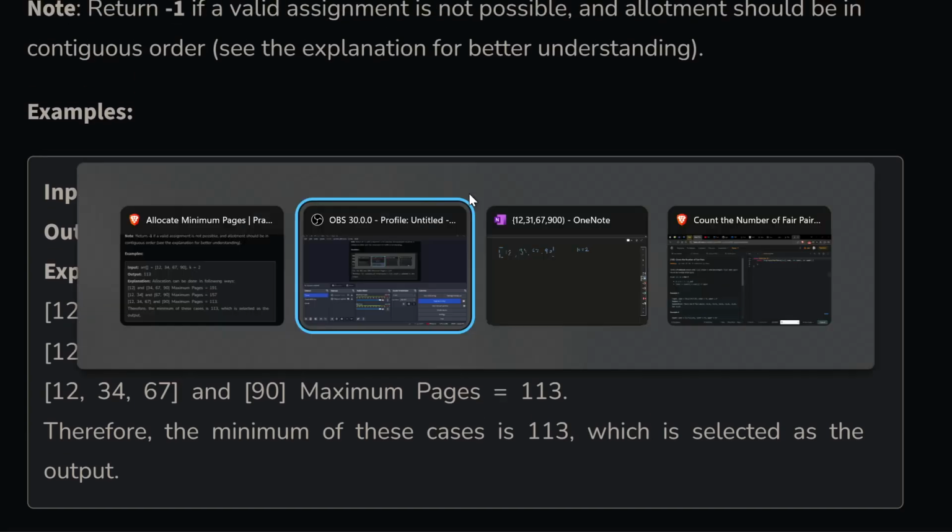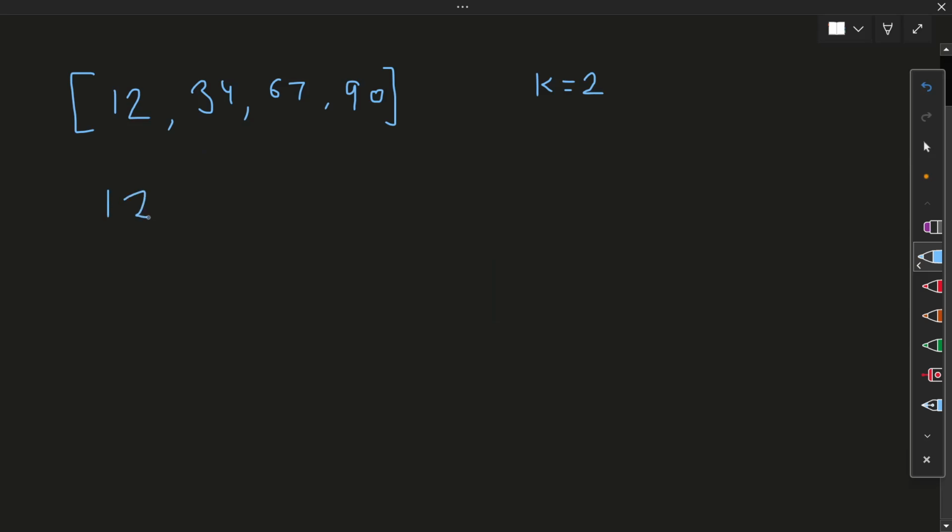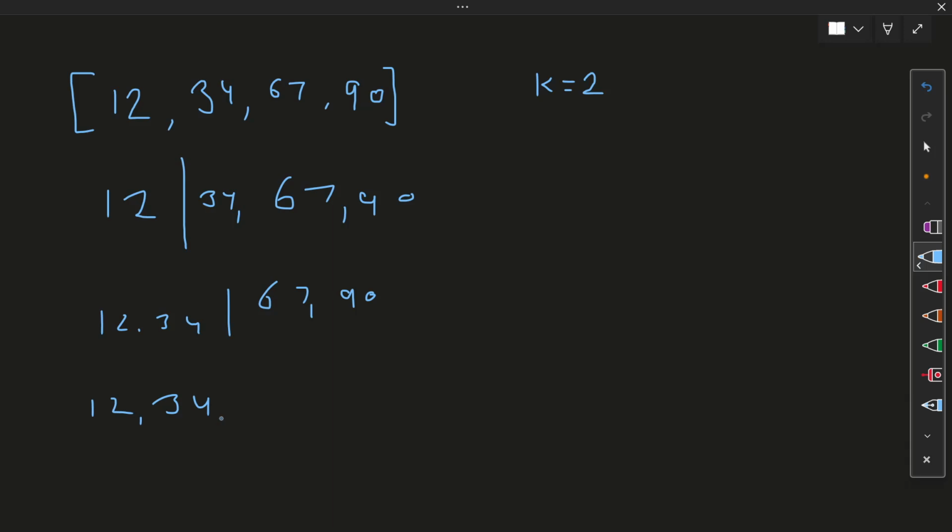I have taken this test case. So the first allocation can be this, the next allocation can be this, and the third allocation can be this. So we have only two students, so we divide it into two different portions. If we have three students, we divide into three portions. So it depends on the students.